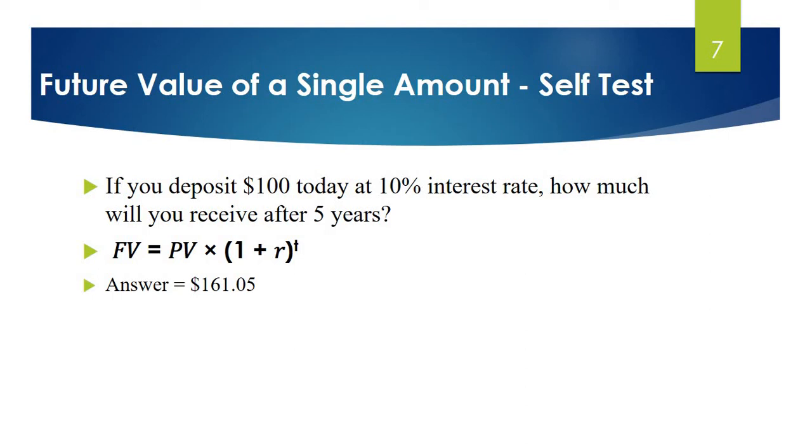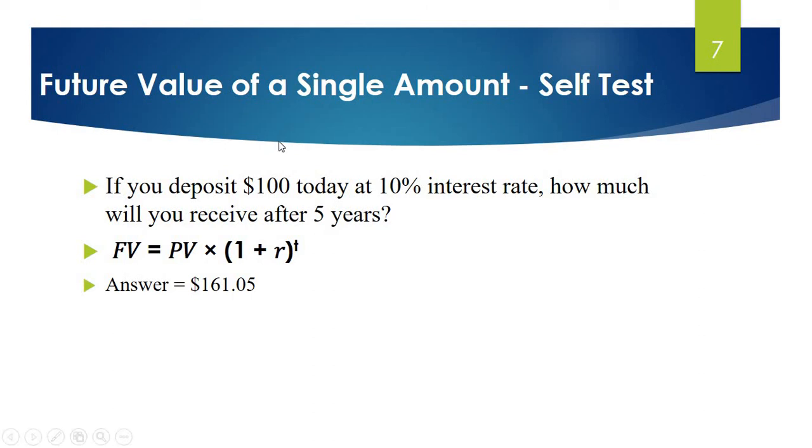That's $150. So if you apply compound interest, your answer is 161.05. But if you apply simple interest, your answer will be 150. That's how compound interest is different from simple interest rate. You are receiving more money if you apply compound interest, because you receive interest on interest.